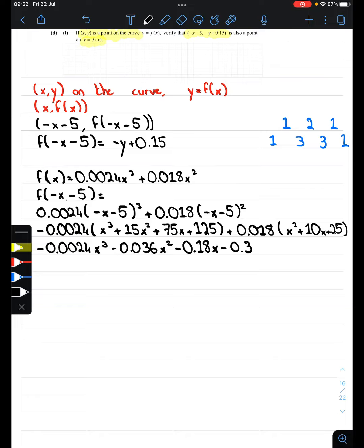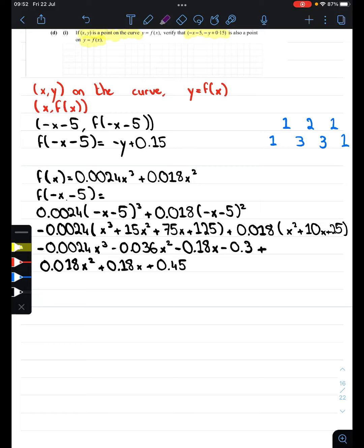And then from the 0.018 term, we get 0.018 x squared plus 0.18 x plus 25 by 0.018. And that is 0.45. All right, and now let's put like terms together.